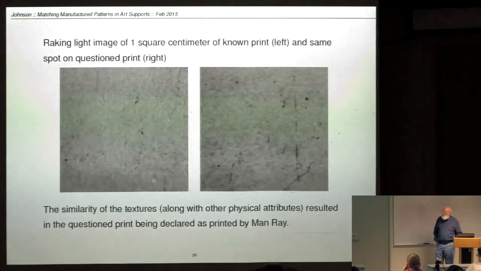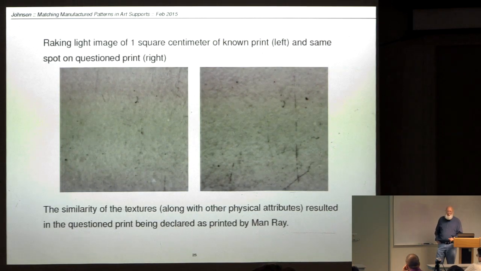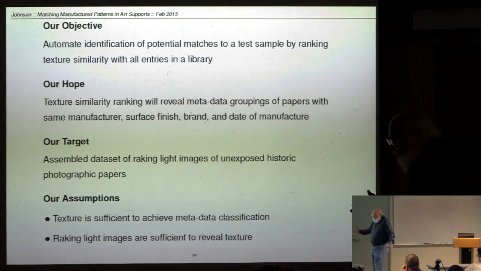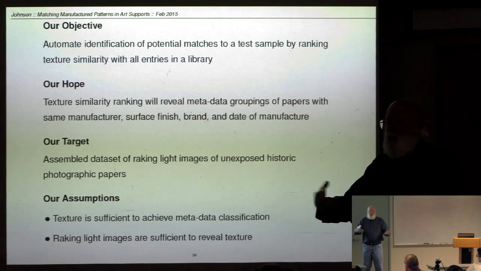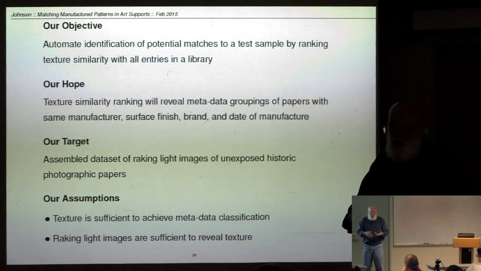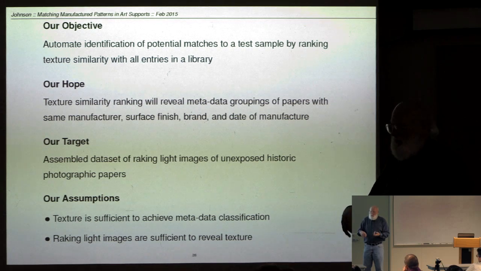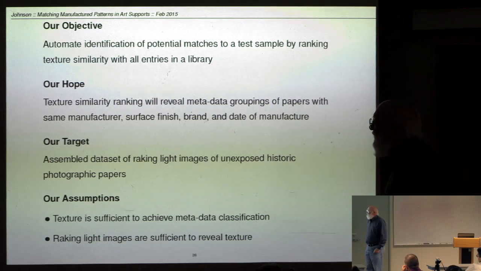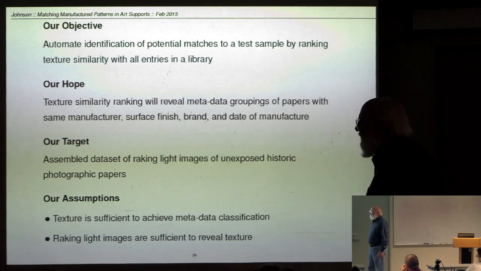And the answer was, well, let's look at the close-up, and by human eye, I'm going to decide that they're the same. So I looked at a similar spot on both photos, took this raking light thing. Do you think they're the same? I don't know, somebody spent $500,000 on somebody else telling them they were the same. So I'm thinking, okay, fine, maybe we can start doing some sort of texture similarity tests and somehow find which pieces of paper have the same metadata: manufacturer, date, surface finish, style, that kind of stuff. So the idea is to automate all this from this giant library.